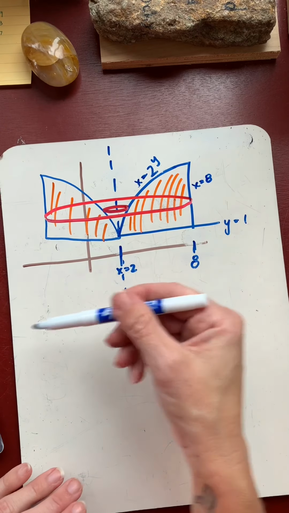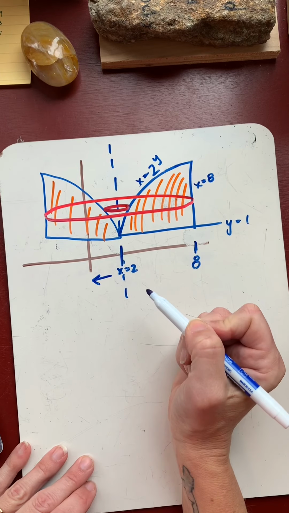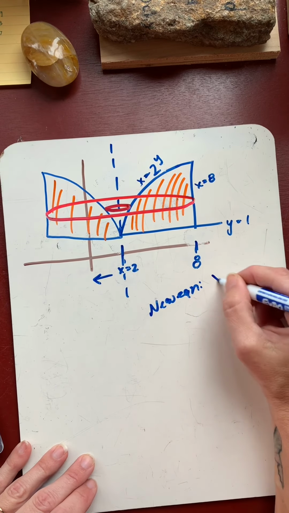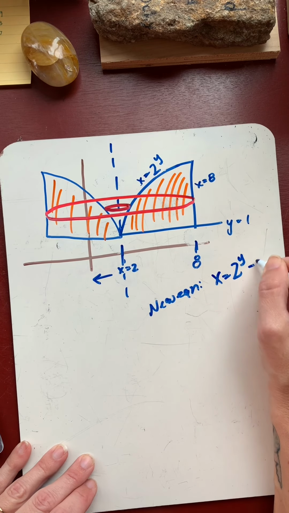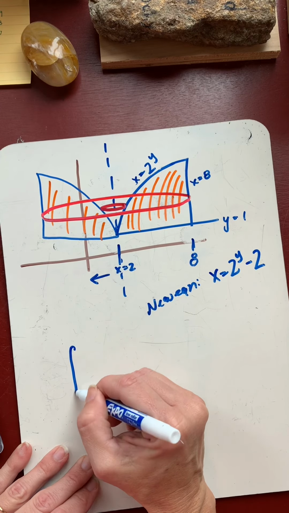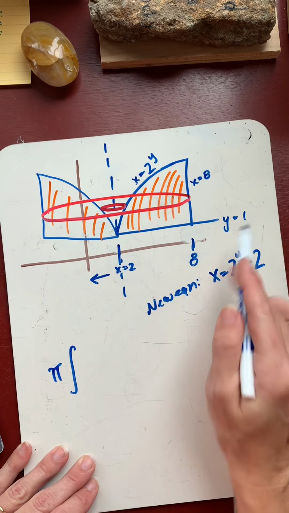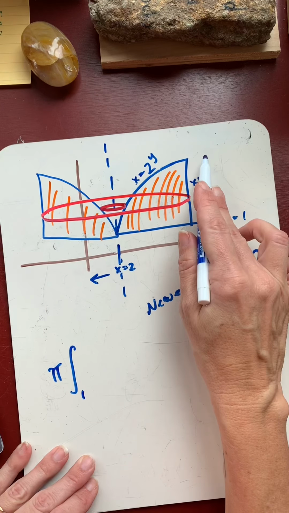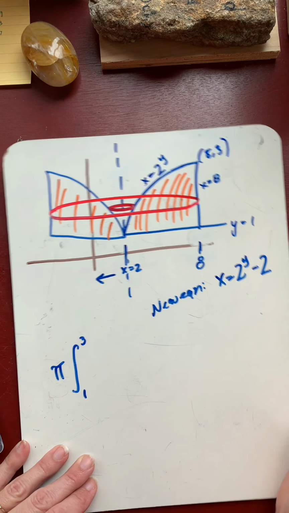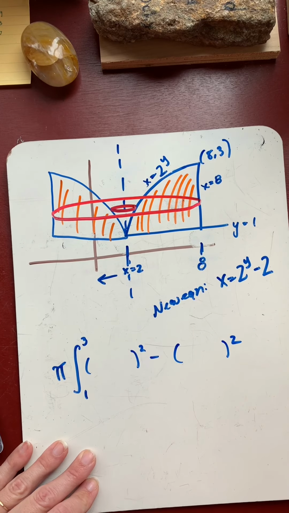Now I want to shift everything so that I'm not rotating around the line x equals 2. I want to shift everything to the left. So the new equation I want to use is going to be x equals 2 to the y minus 2. Okay, so let's set up the integral. So we're going to integrate from bottom to top. So the bottom is 1. The top is a y value of 3. I know that because I see this point 8, 3. And I'm going to take the outermost radius squared minus the innermost radius squared.